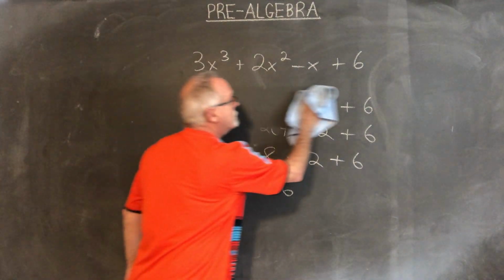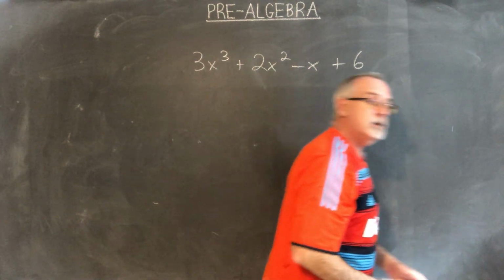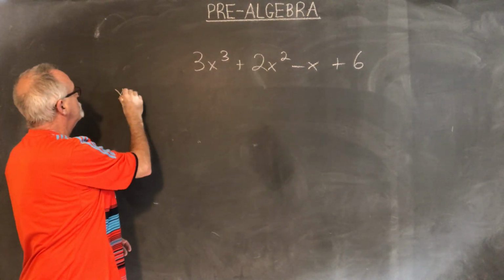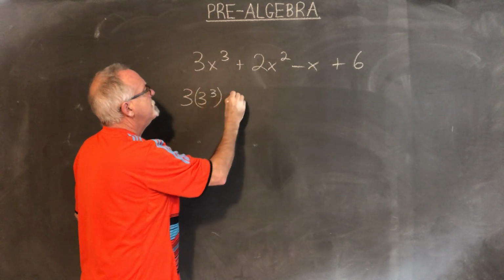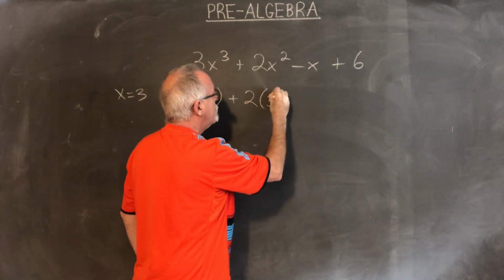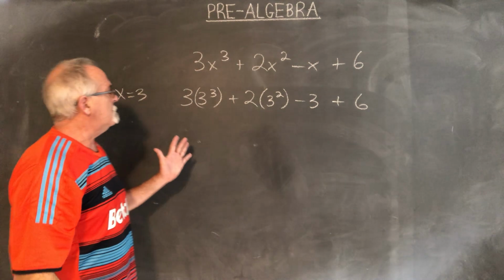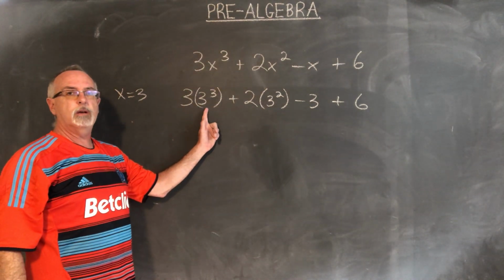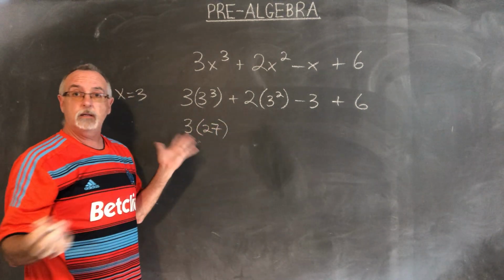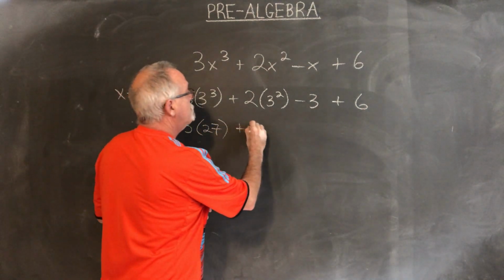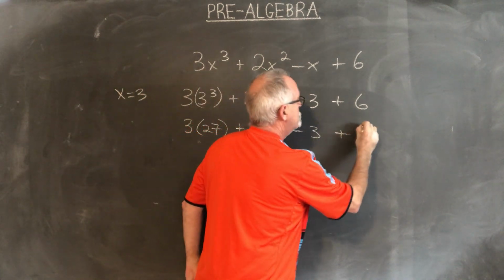Let's do the same algebraic expression, but with x equal to 3 instead. So we have 3 times 3 cubed plus 2 times 3 squared minus 3 plus 6. I can do this. 3 cubed. Remember that one? 3 times 3 times 3. That is 27. Use calculator if it's necessary. Plus 2 times 3 squared. 3 squared is 9. Minus 3 plus 6.